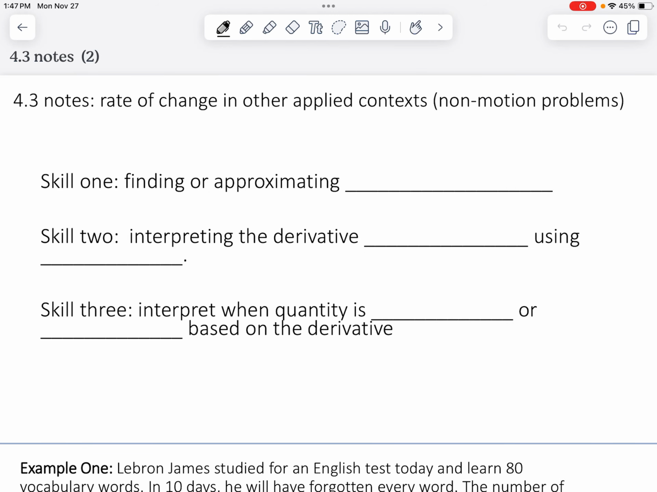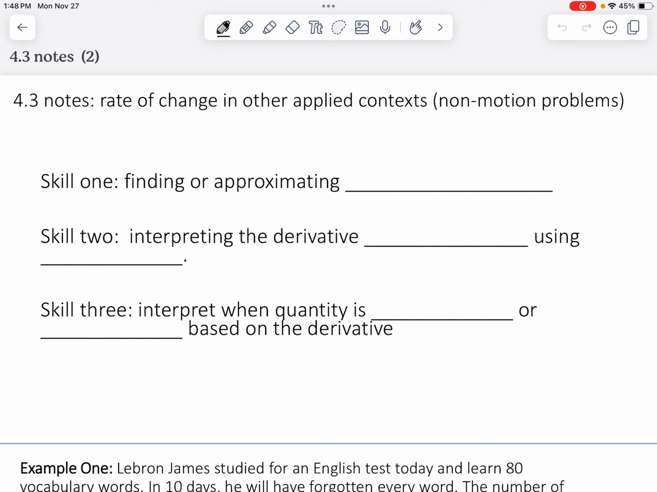These notes are about rates of change in other applied contexts. So basically that means we're going to do a variety of problems today about finding the rate of change, about finding the derivative, but they're not going to do with motion problems. So position, acceleration, velocity is not something we're going to talk about. But here are just the skills that you use when you solve these problems.